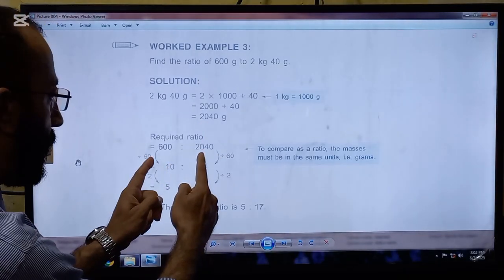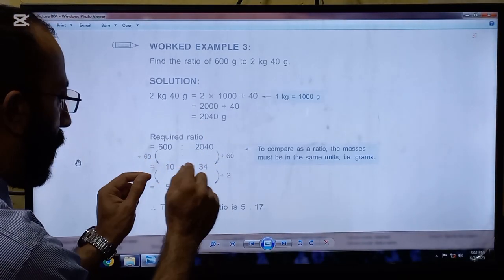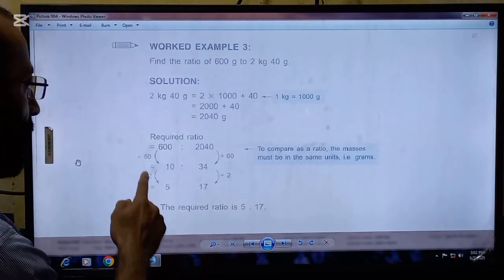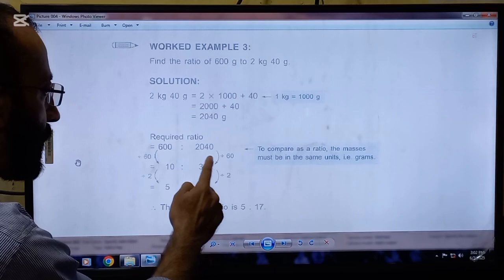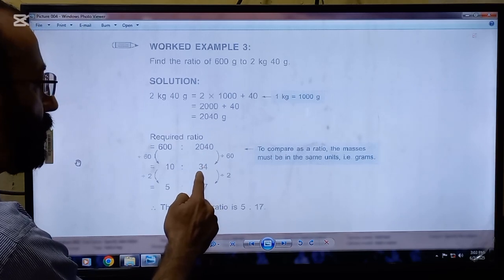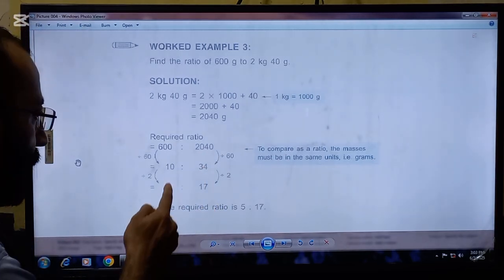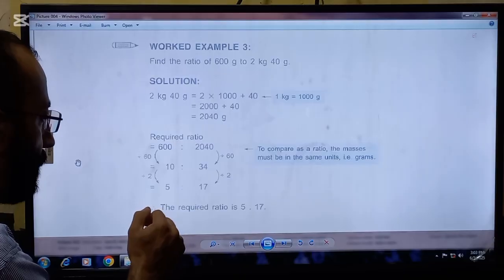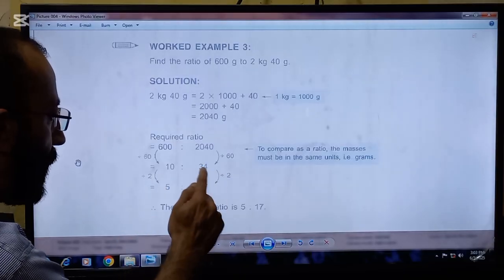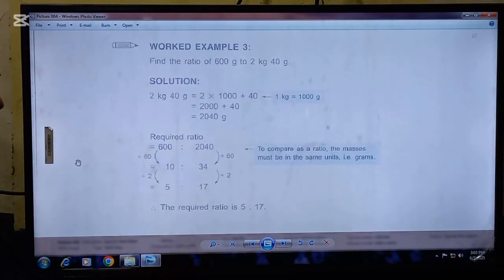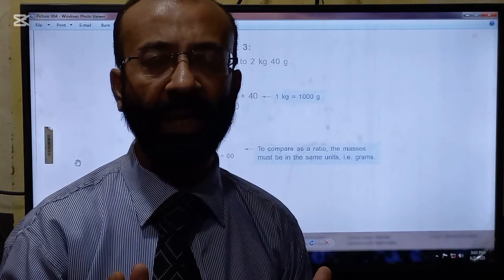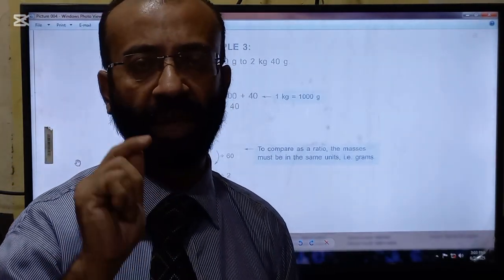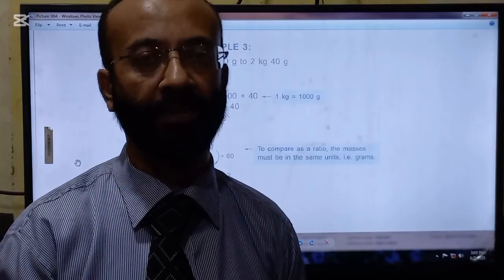So now we have to simplify it. So in the table of 60, 60 tens are 600 and 60 34s are 2040. Then in the table of 2, these two values are coming again. So 2 5s are 10 and 2 17s are 34. So this is the simplest answer. So the important thing is you have to simplify the question as much as possible.